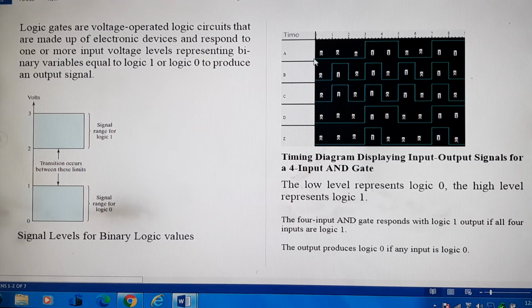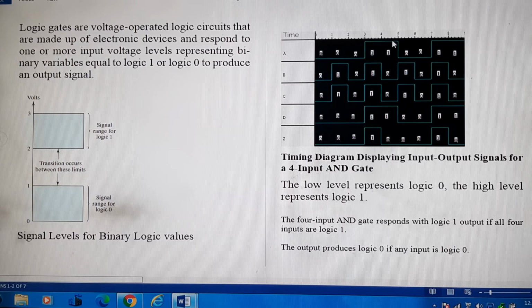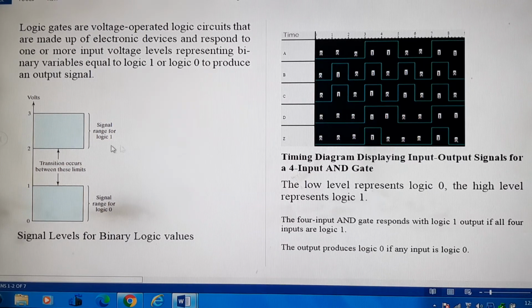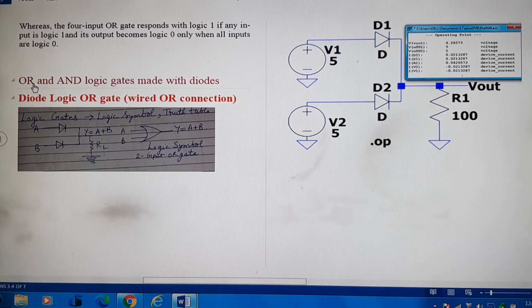Here we can see that this is the low level which is interpreted as logic 0, and this high level, it may be 4 volts, it may be 3 volts, it may be 5 volts, it is interpreted as high level. We can also say that a physical range can also be interpreted as logic high level or logic low level in digital systems. Now OR and AND logic gates made with diodes.